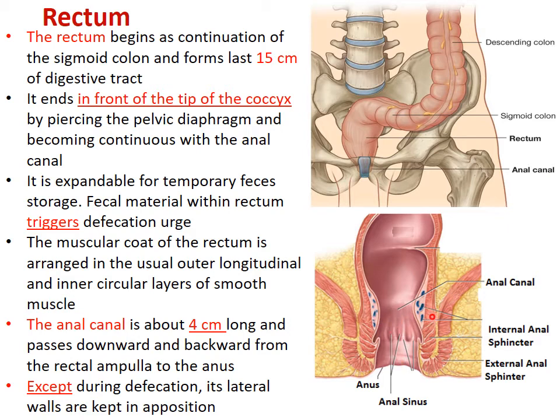After the rectum, it is continuous with a 4 centimeter long anal canal. So the rectum is finishing here, and this is the anal canal. It is almost 4 centimeters long and passes down and backward from the rectal ampulla to the anus. The ampulla is the last distended part of the rectum. Except during defecation, its lateral walls are kept in apposition.